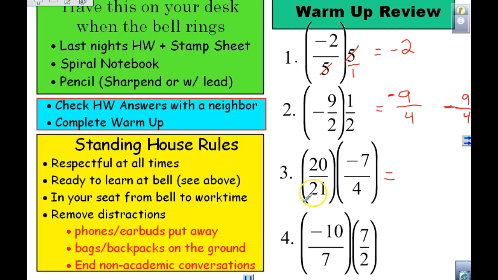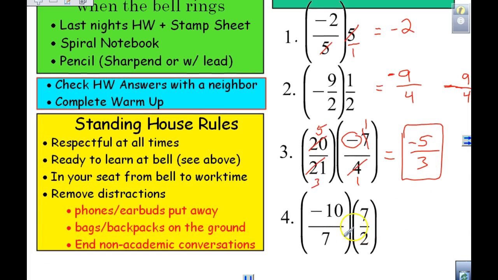Going back to number 3, cross cancel 2 times. So 4 goes into 254 times. 4 goes into 4 one time. And then 7 goes into 7 one time. We have 5 times 1 with a negative, negative 5 on the top. So negative 5 first. Leave it as an improper fraction. Don't change it to a decimal, don't change it to a mixed number. Just like that.